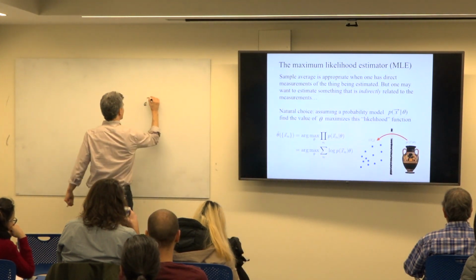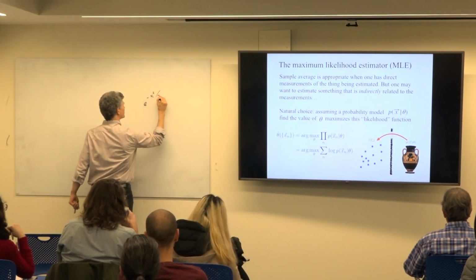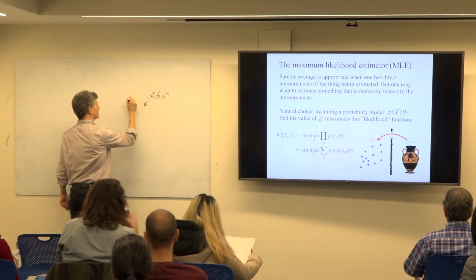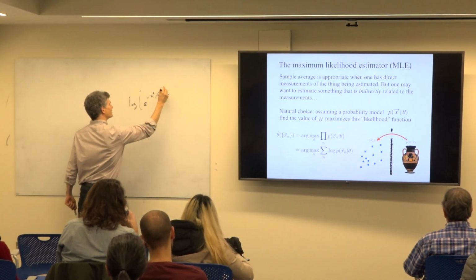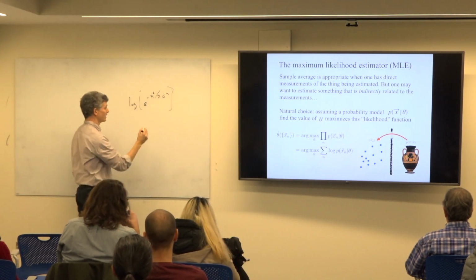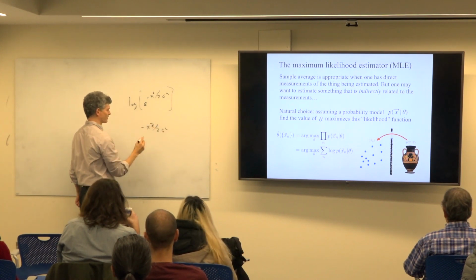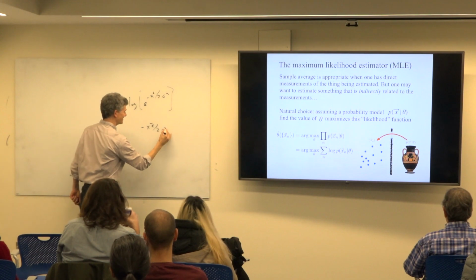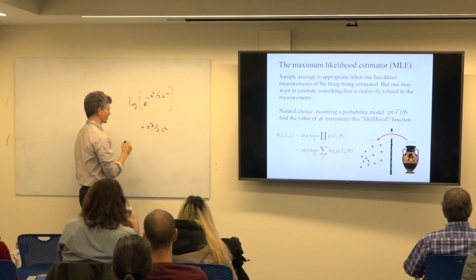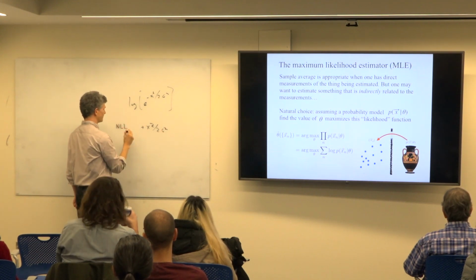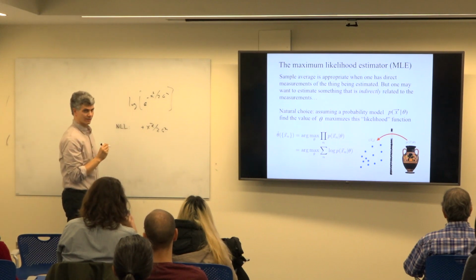If you have e to the minus x squared over 2 sigma squared, and now you take the log of that, right? Now you've got minus x squared over 2 sigma squared. That's much nicer, that's quadratic. And now you can flip the sign, so the negative log likelihood is going to look like that.